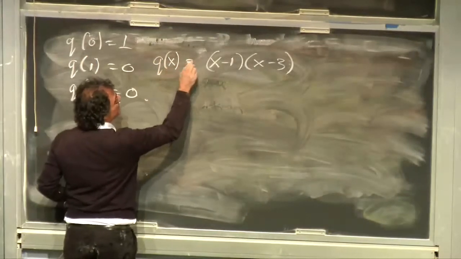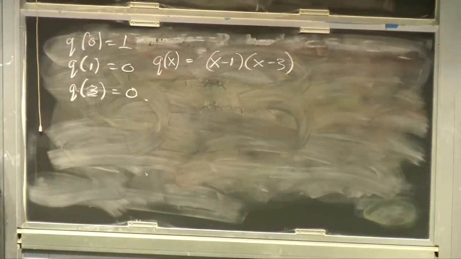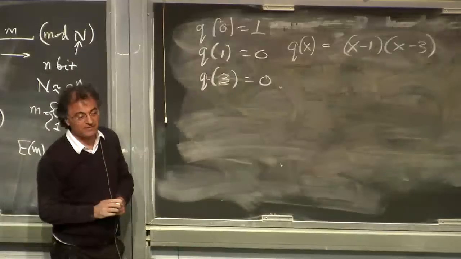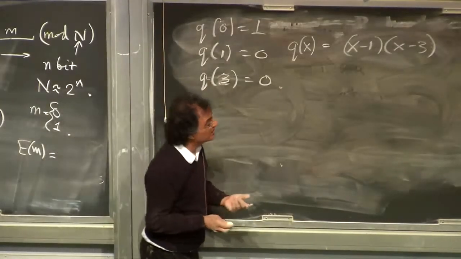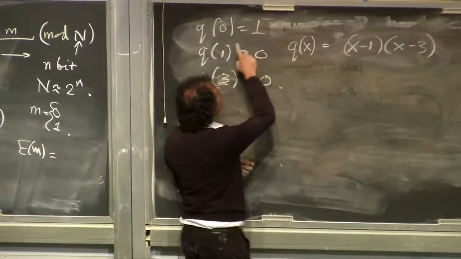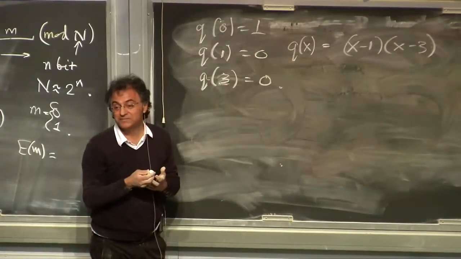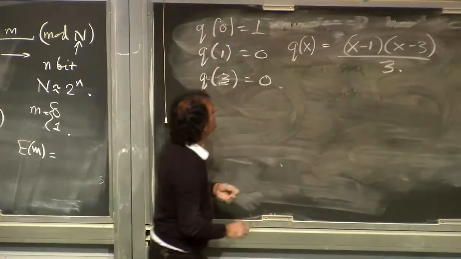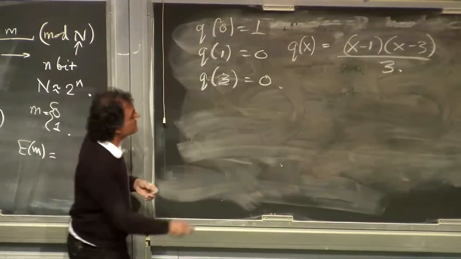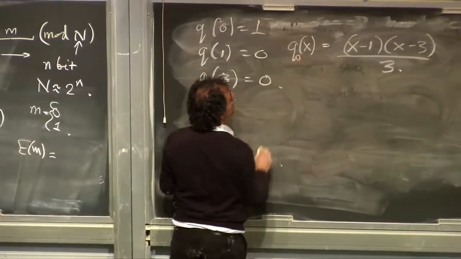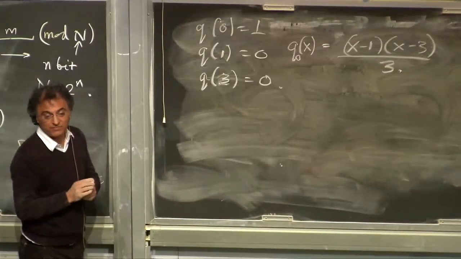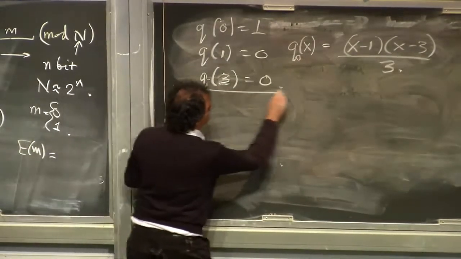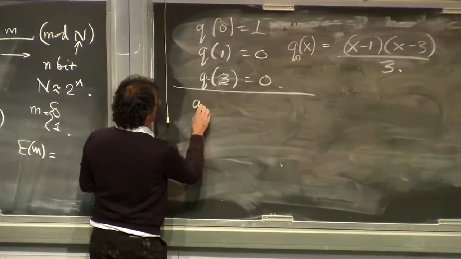So now, what would you have Q of x be? This is 3 at x equal to 0. We want 1, so what should we do? Divide by 3. So that's it. Okay. So let's call this q sub 0 of x. And now let's repeat this process. So let's find q sub 1.